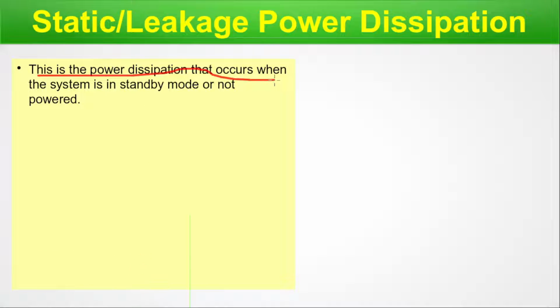Static or leakage power dissipation. This is the power dissipation that occurs when the system is in standby mode, not in powered mode. That means your device is in idle mode. You are using a smartphone, so you are touching the screen of the smartphone or your smartwatch. That time it is in the active mode. Whenever you turn off the screen of either your smartwatch or smartphone, you do not actively use any app, and hence the device is idle. This is a standby mode, and sometimes you will see that it goes to some power saving mode or so.